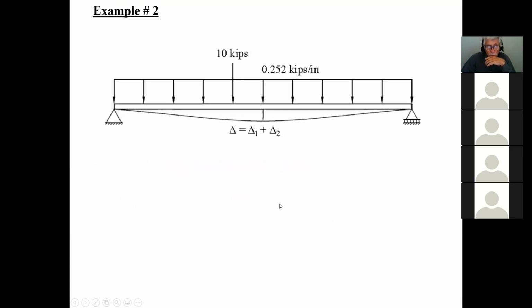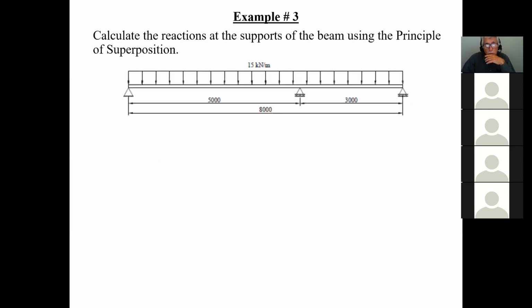So for example, here we go. Calculate the reactions of the supports of the beam using the principles of superposition. I can show you how you can use this to even analyze something that you wouldn't be able to analyze because this is not statically determinate. Why do we say that this is not statically determinate?